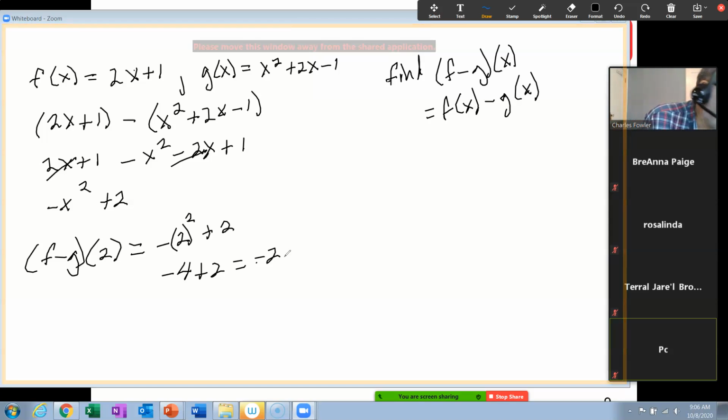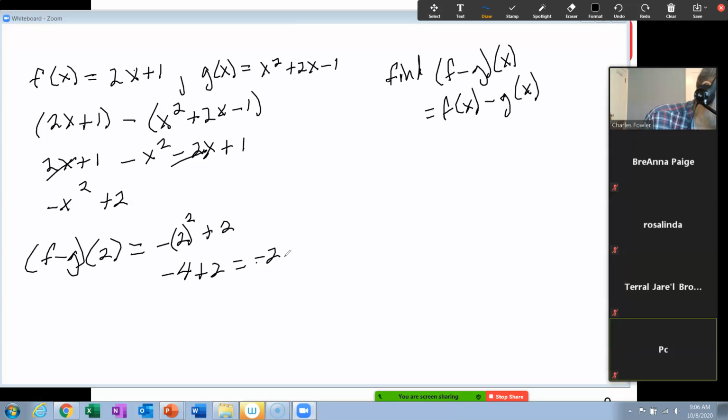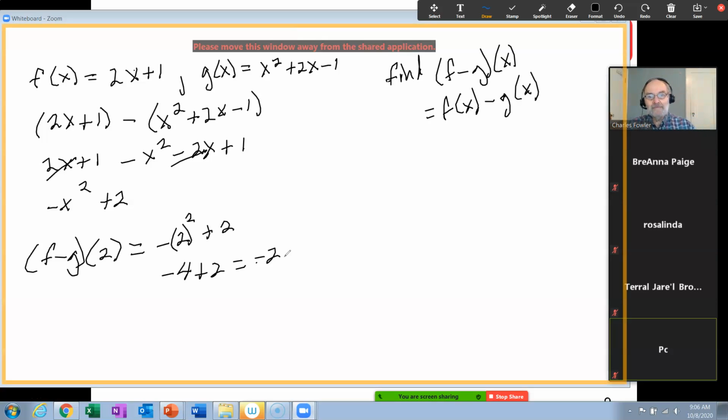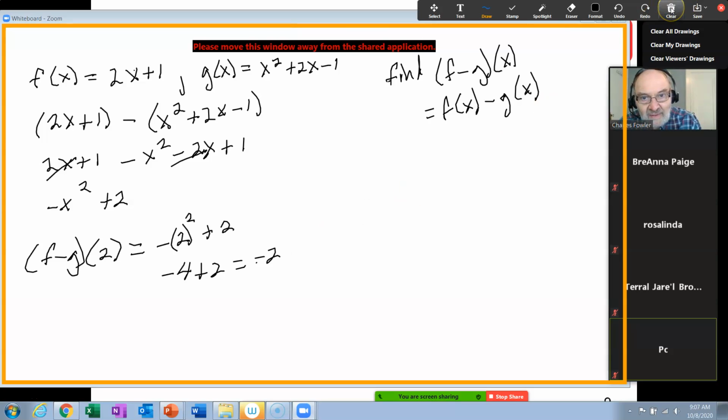Okay. And they got negative 2 also. Good for them. There is a checkpoint. Please do the checkpoints. Okay. Any questions on example 2? Okay. Now example 3 are new functions, so I do want to clear the screen. All right. If there's no questions, I'm going to clear.